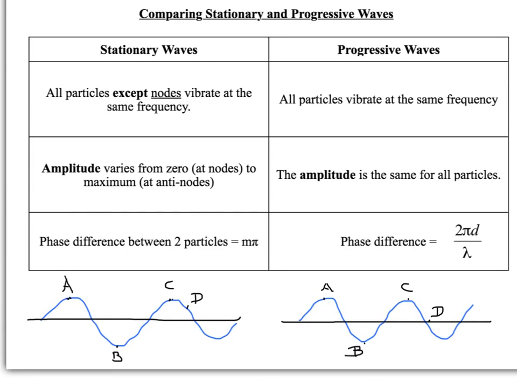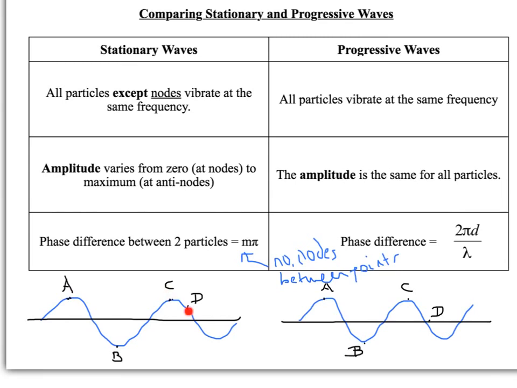So in terms of the phase difference between two particles, we've got it being m pi, where m is the number of nodes between the points. So if we look at this diagram down here, A and C. They've got 2 nodes between them, so their phase difference is 2 pi, so that's 0, so these are in phase with each other.